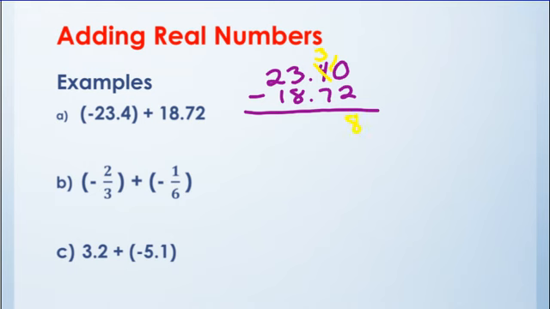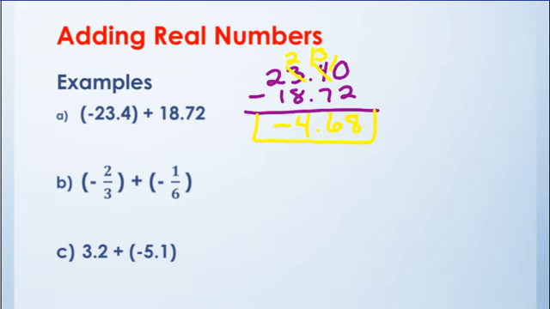3 minus 7, I can't take 7 away from 3, so I need to borrow. Borrow from here, I get 2. Now I have 13. 13 minus 7 is 6. Bring my decimal point down. 22 minus 18 is 4. So I have 4.68. But 23.4 is bigger than 18.72, so I have to use the sign with 23.4, which is negative. So my answer is -4.68.